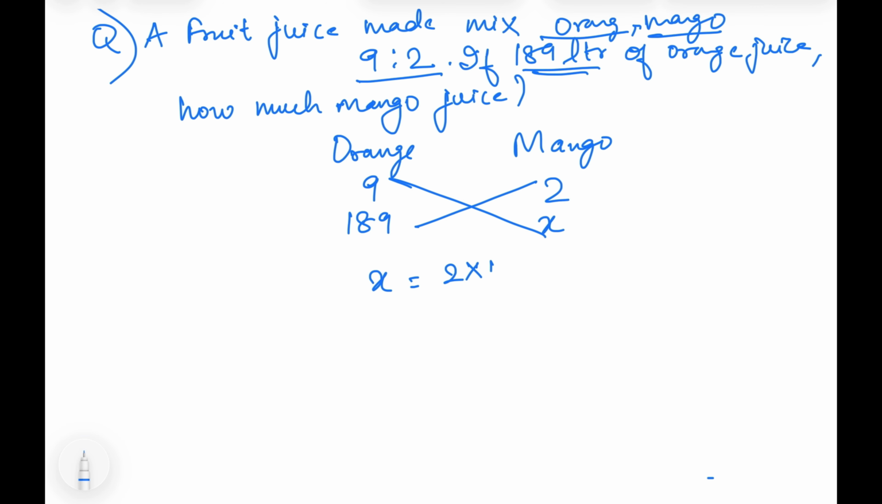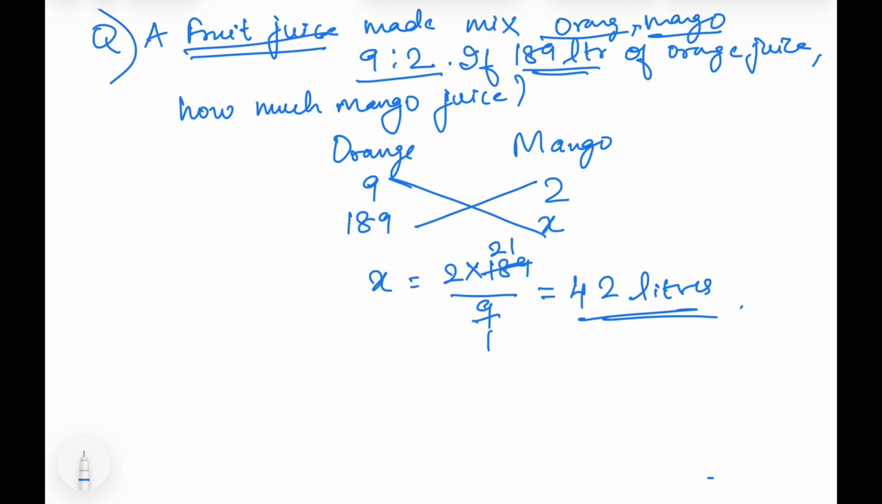When you cross multiply, what do you get? You get 2 into 189 upon 9, right? That is 42. So we got that 42 liters of mango juice will be used when you use 189 liters of orange juice for making this particular fruit juice. Okay, I hope this is well understood. This is how we use the ratio method.